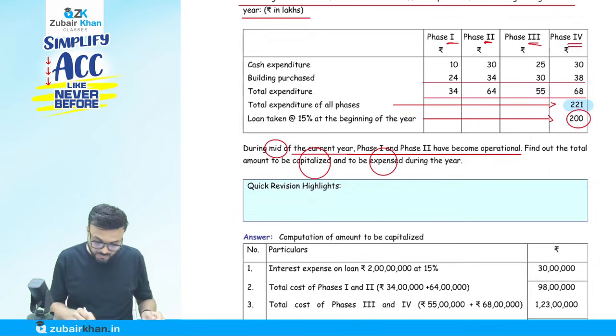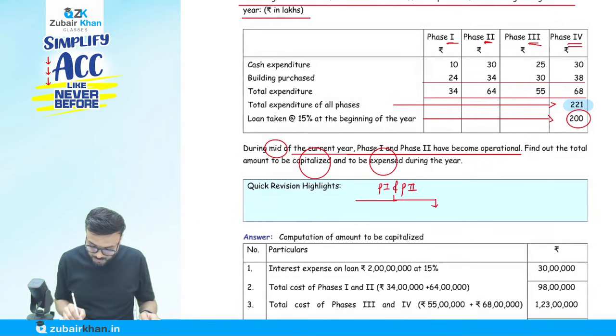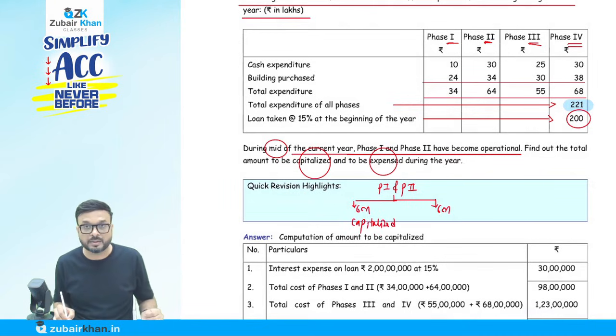Now understand. If I talk about phase 1 and phase 2, they completed in the mid of the year. So what will we do here now? Mid of the year, so 6 months. This 6 months will be capitalized. The remaining 6 months will be an expense. Expense means profit and loss account. Okay. For phase 3 and phase 4.